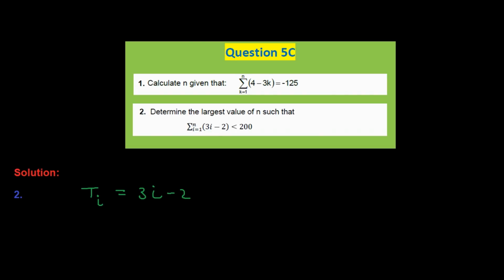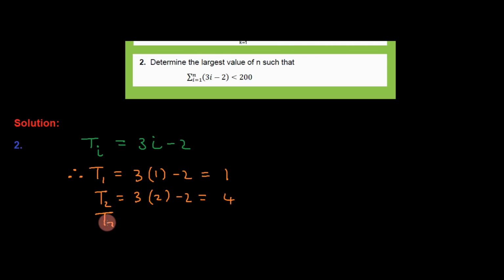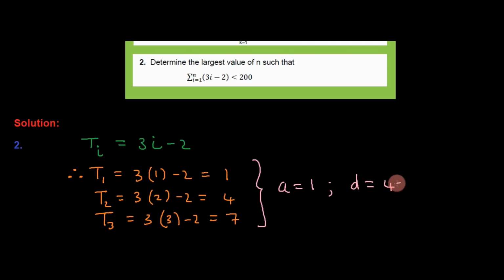So now we can get the first 3 terms as usual. So term 1 is 3 times 1 minus 2, which is 1. Term 2 is 3 times 2 minus 2, which is 4. And term 3 is 3 times 3 minus 2, which is 7. So now we can see that the value of a is 1, and the value of d, the common difference, is 4 minus 1, which is 3.